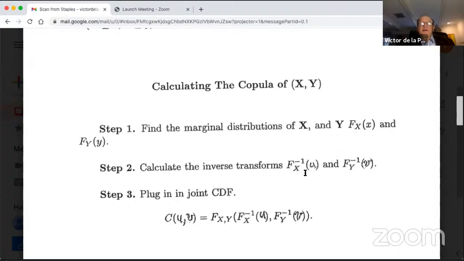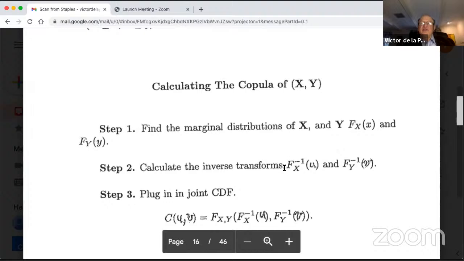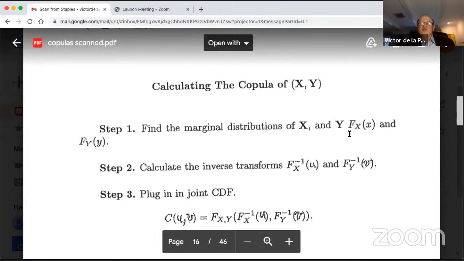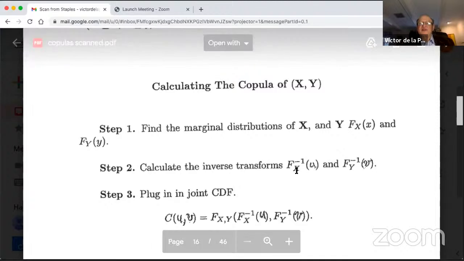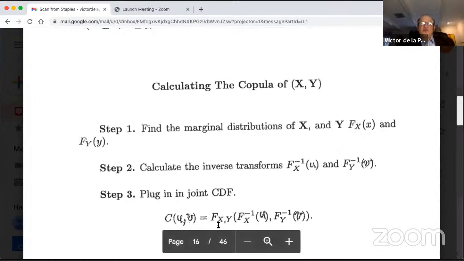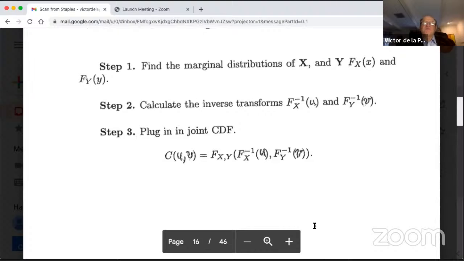So what I have here is a function, U is between 0 and 1, because F of x takes values between 0 and 1. So I have Fx inverse of U, where U is between 0 and 1. And what you do is you take your joint distribution and evaluate it at Fx inverse of U, Fy inverse of V. And that gives you the copula.